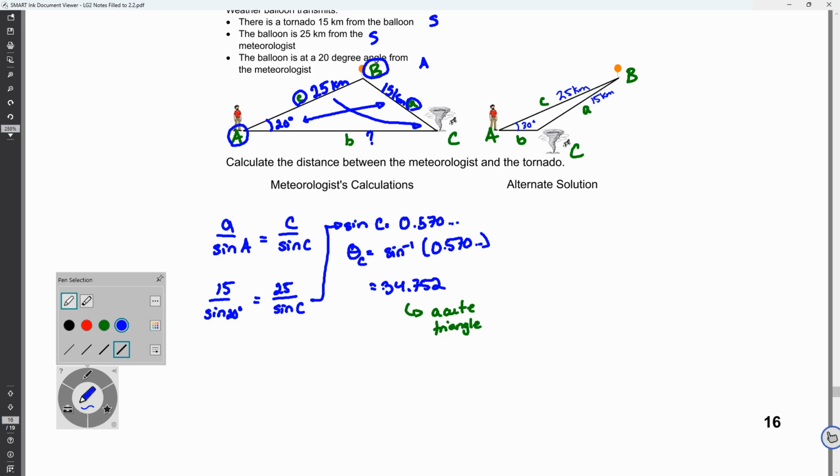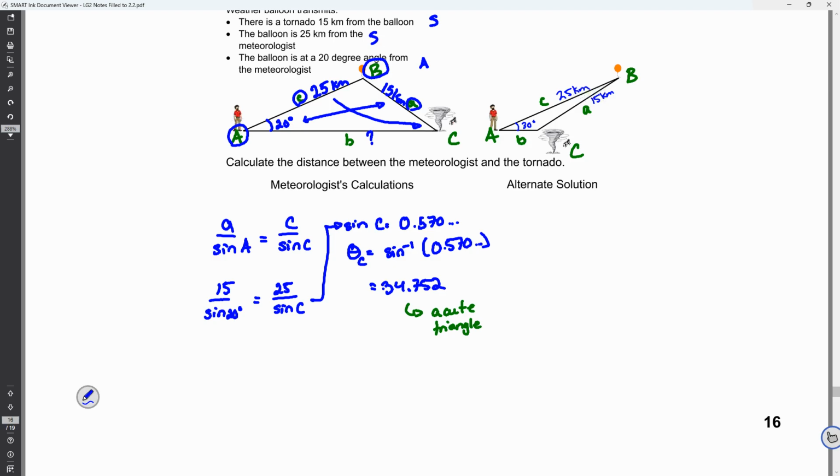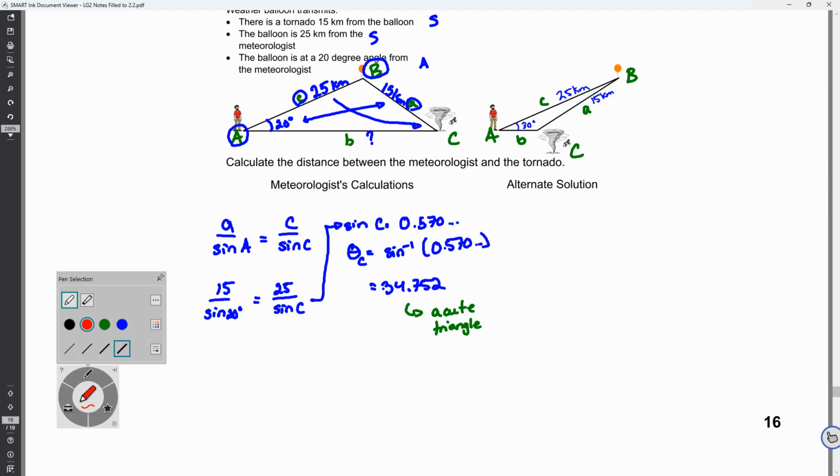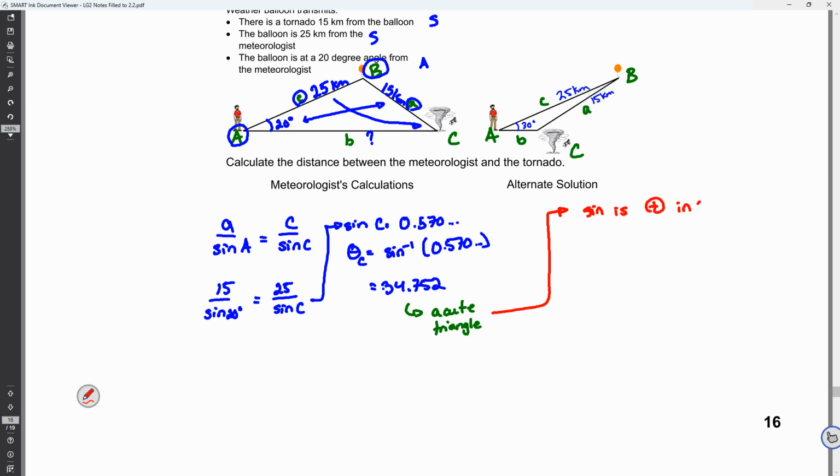And just off this, I know that this is an acute triangle. Because there's an acute triangle here, I know that there's also an obtuse solution. So I'm going to bring that right here, and I know that sine is positive in Q1 and Q2. That means there's another solution.